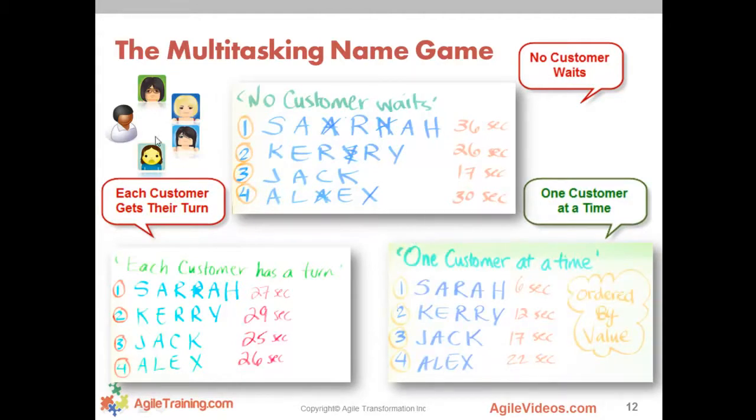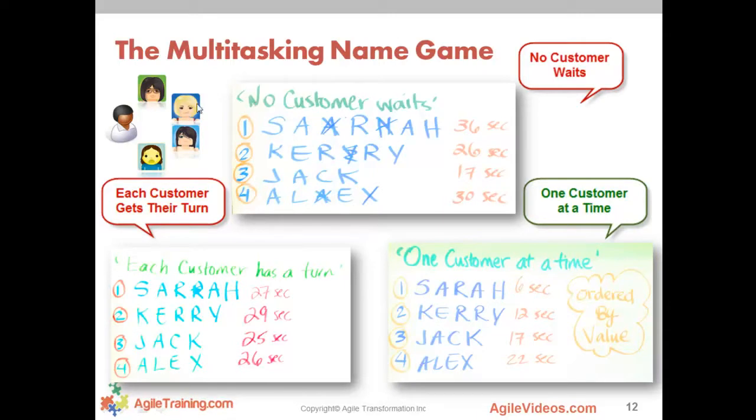Imagine I get 4 people to come up, and I have a worker bee. They represent a team member who needs to write 4 names, one for each customer. Each customer has a name that they want written. And the first day that we do it, and this is what a lot of organizations do, is no customer shall wait.